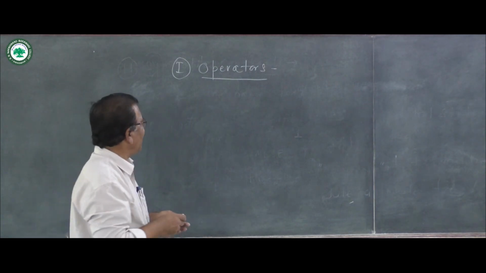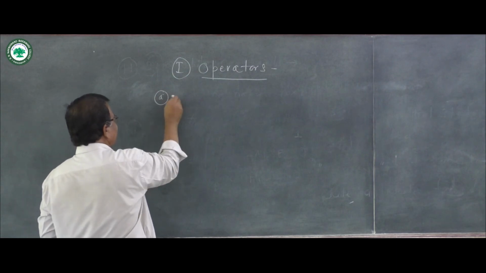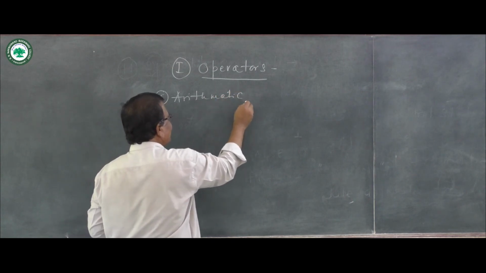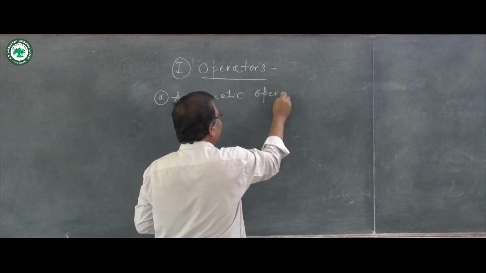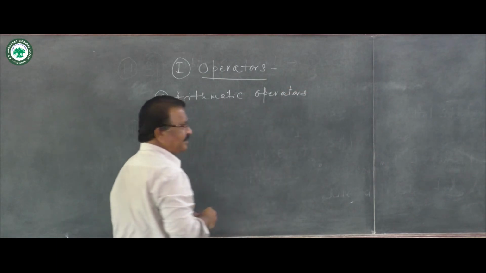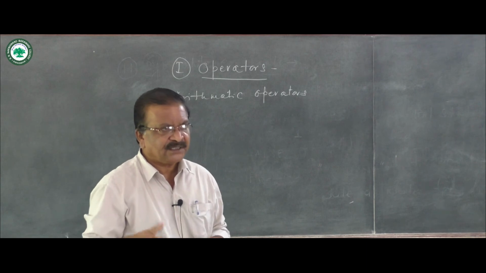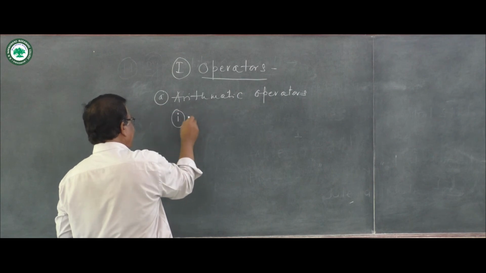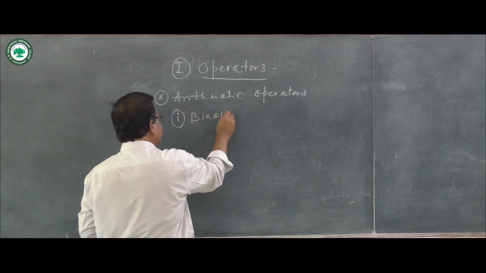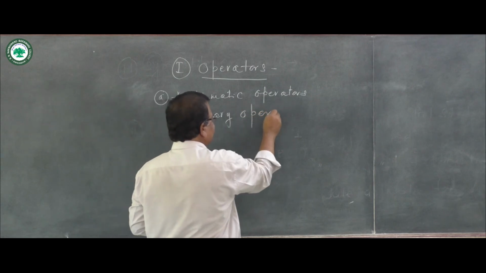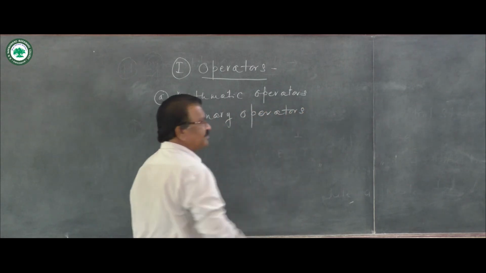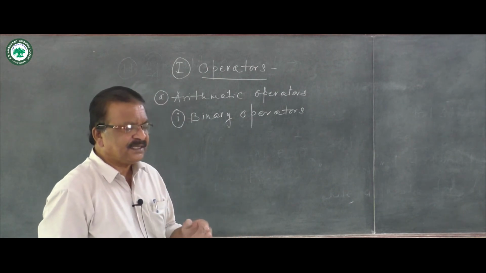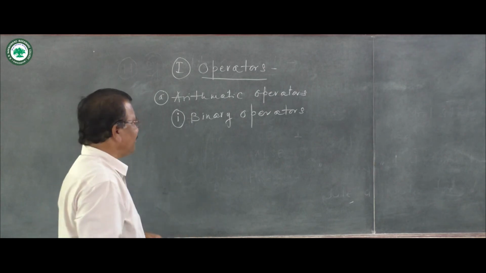So let us see arithmetic operators first. Arithmetic operators are either binary or unary. Binary because they need 2 operands for their action, for their operation. So first one is binary operators. There are 5 binary arithmetic operators in C. So let us see their symbols and their purpose.